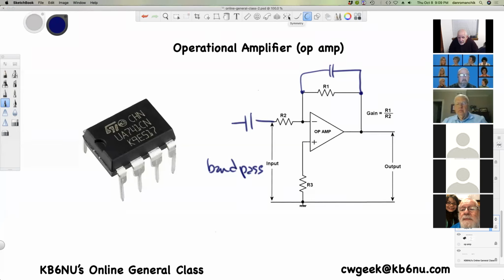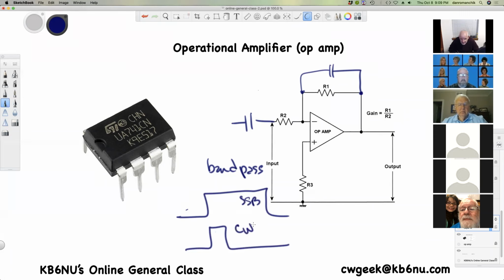We talked about the bandwidth for different modes. Well, you can tailor these circuits to give you a wide bandpass, like say for sideband, or a narrow bandpass for CW. And it's all with playing with these resistors and capacitors. So these are very cool circuits. Question: what kind of device is an integrated circuit operational amplifier? Answer: analog. So that's that.